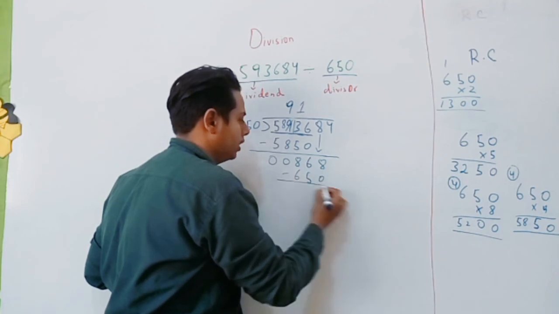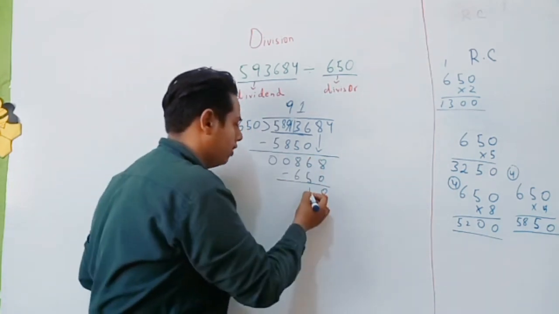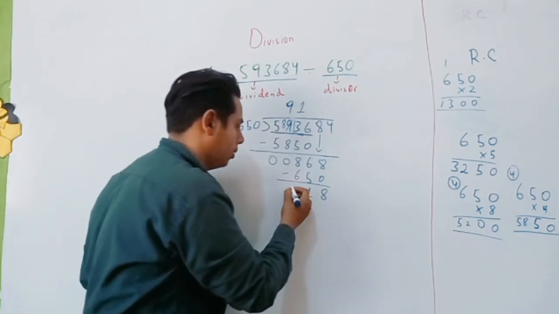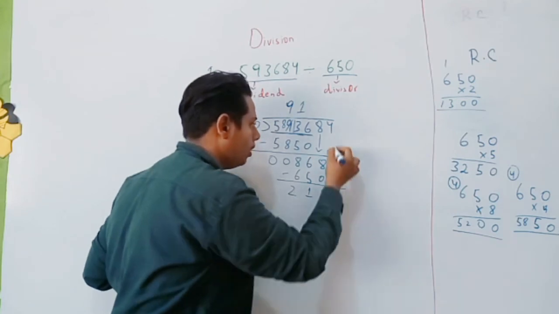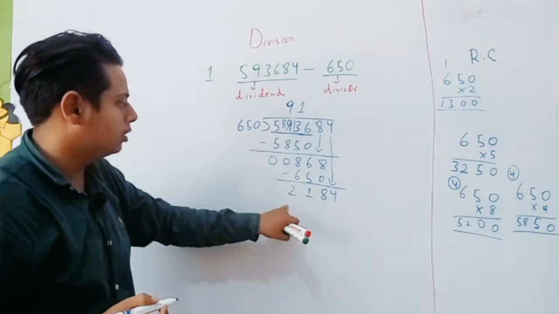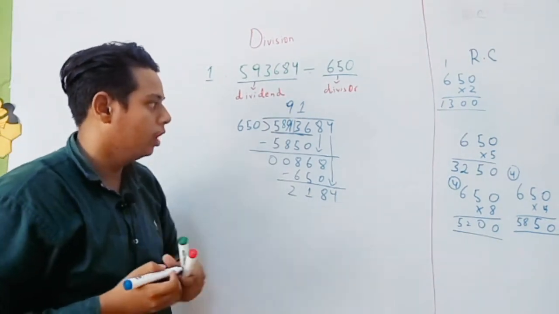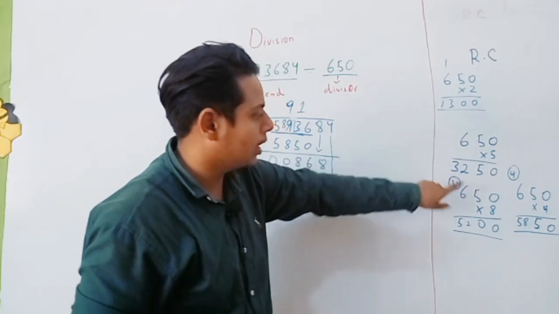650. Minus 8 minus 0. How much will be remaining? 8. 6 minus 5, 1 will be remaining. 8 minus 6, 2 will be remaining. So what is the number? 218. Now I will just simply bring the 4 over there. 2184. As I have multiplied 650 with the 5, so what is coming over there?